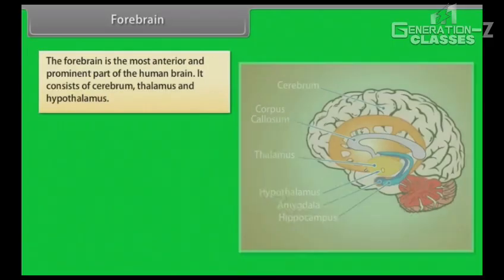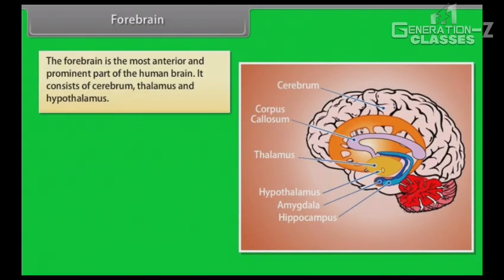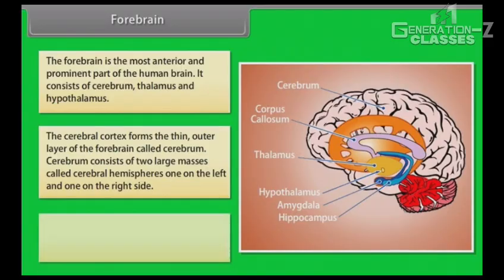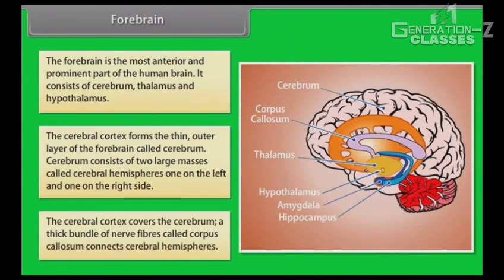Forebrain. The forebrain is the most anterior and prominent part of the human brain. It consists of cerebrum, thalamus, and hypothalamus. The cerebral cortex forms the thin outer layer of the forebrain called cerebrum. Cerebrum consists of 2 large masses called cerebral hemispheres, one on the left and one on the right side. The cerebral cortex covers the cerebrum. A thick bundle of nerve fibers called corpus callosum connects the cerebral hemispheres.